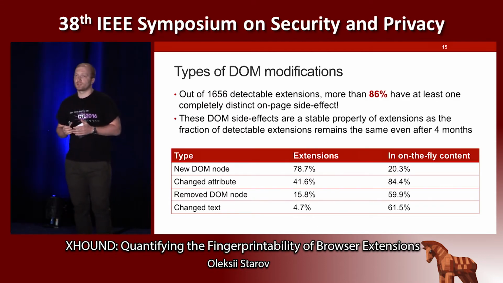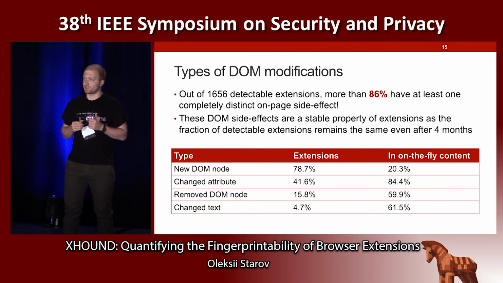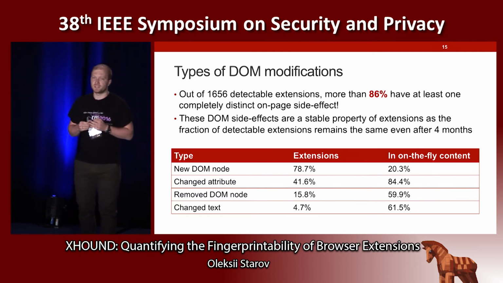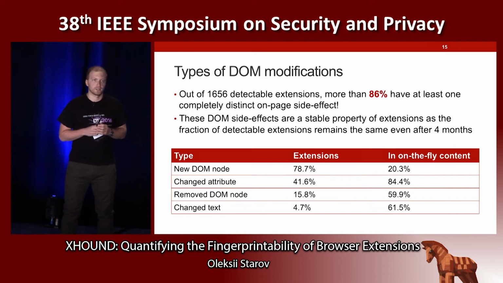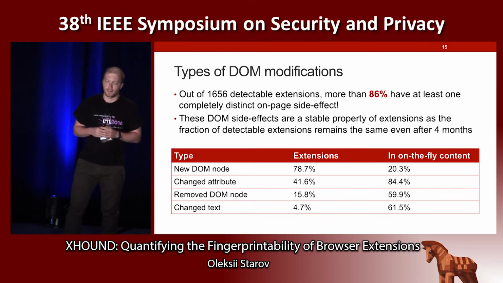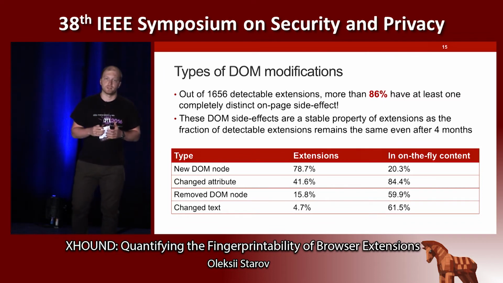The next question was what type of DOM modification extensions actually introduce. And here we have two important points. First of all, out of all the detectable extensions discovered with XHound, more than 86% have at least one totally unique on-page side effect. That basically means that they can be uniquely discovered on web pages. The second fact is that these DOM side effects are actually rather stable, because we repeated our experiment after 4 months and also arrived at similar results.